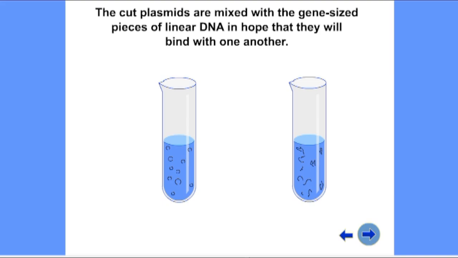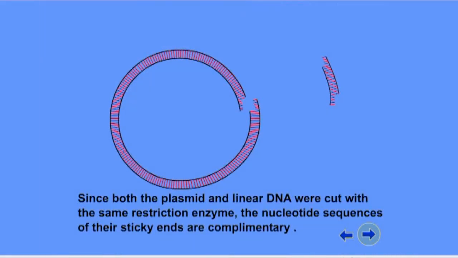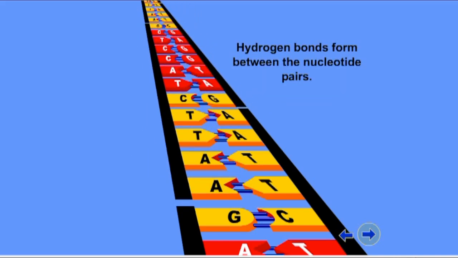The cut plasmids are then mixed with the gene size pieces of linear DNA in the hope that they will bind with one another. Since both the plasmids and linear DNA were cut with the same restriction enzyme, the nucleotide sequences of their sticky ends are complementary. The slight charge of the sticky ends, which I have already mentioned. So, I repeat, the slight charge of the sticky ends of the plasmid and the linear DNA attract the pieces to one another and they are going to join. As a result, hydrogen bonds form between the nucleotide pairs.